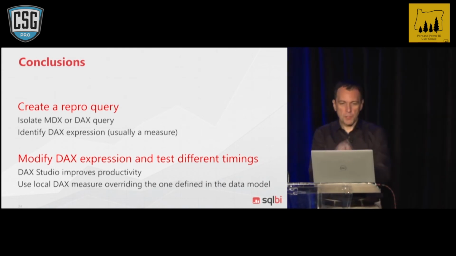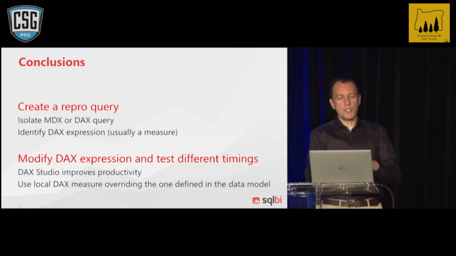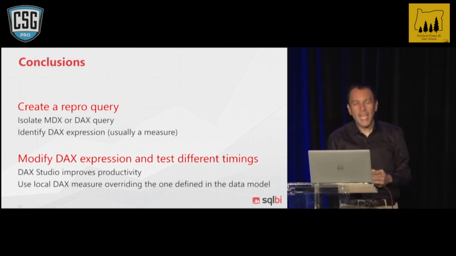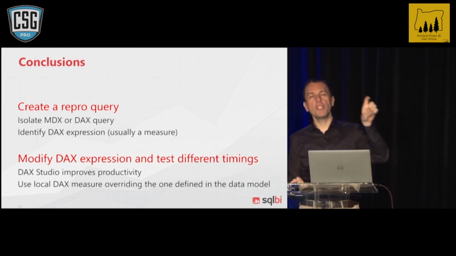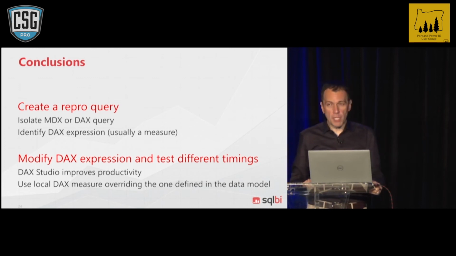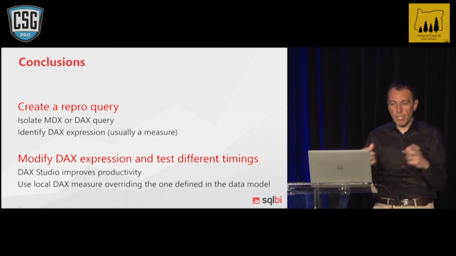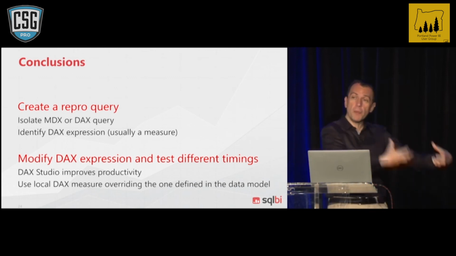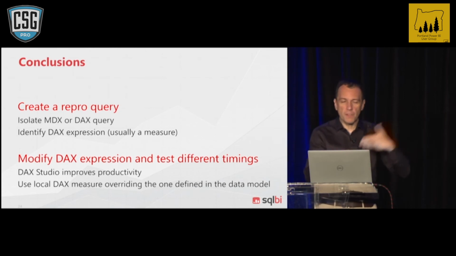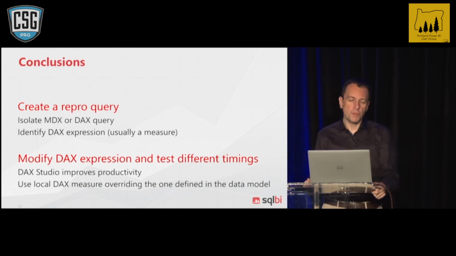So I'll try to recap, and then I'm open to your questions. The idea is that, first of all, we have to locate the visualization that is responsible for the longest duration. And if this is a DAX query, we can isolate this DAX query and create a repro query that we can run several times in DAX Studio, changing the definition of the measure, finding the bottleneck, trying to improve the performance if we can.